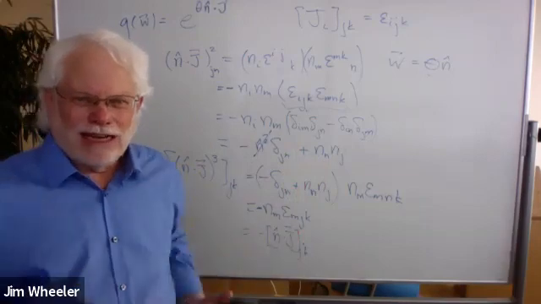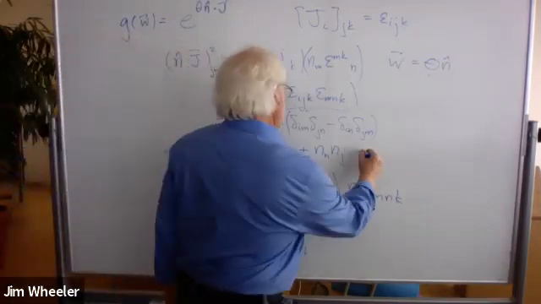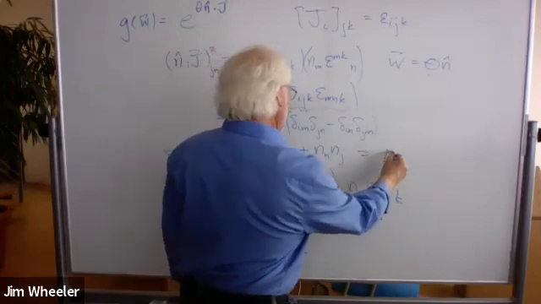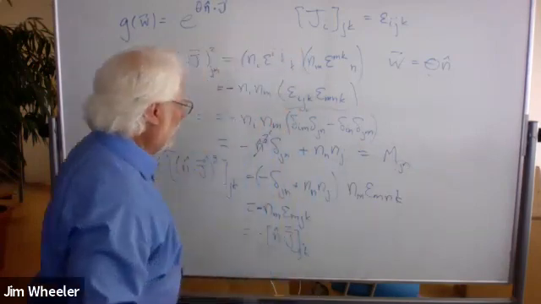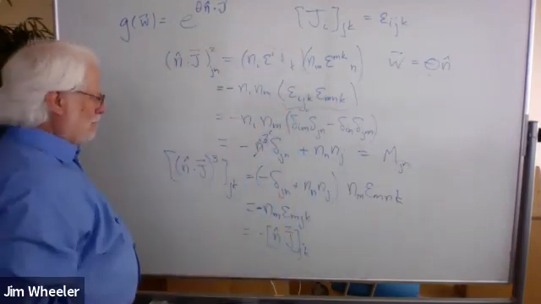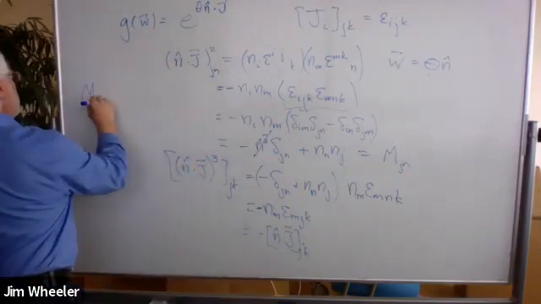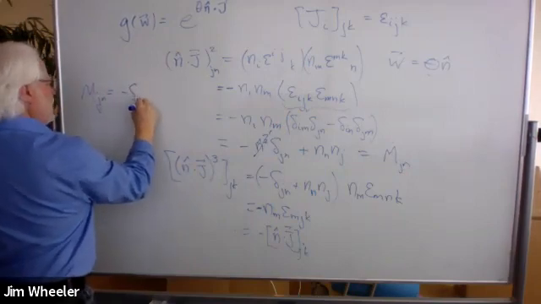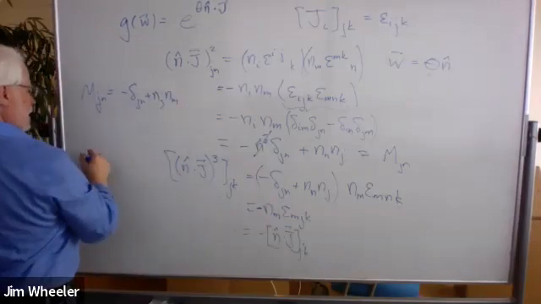So I can write out the whole series. Let's give this guy a name. I'll just call it M_JN. All right, so that's some symmetric matrix. So I have M_JN is minus delta_JN plus N_J N_M.